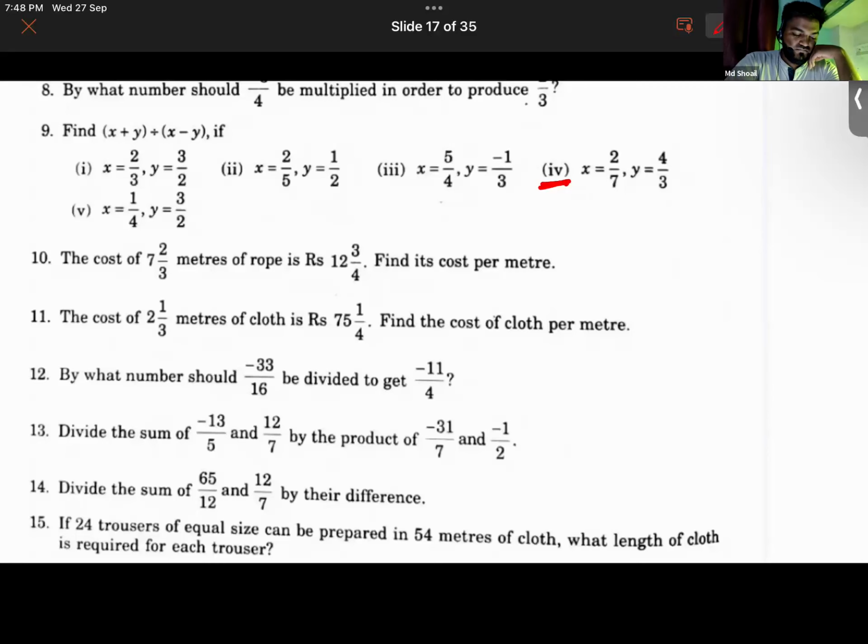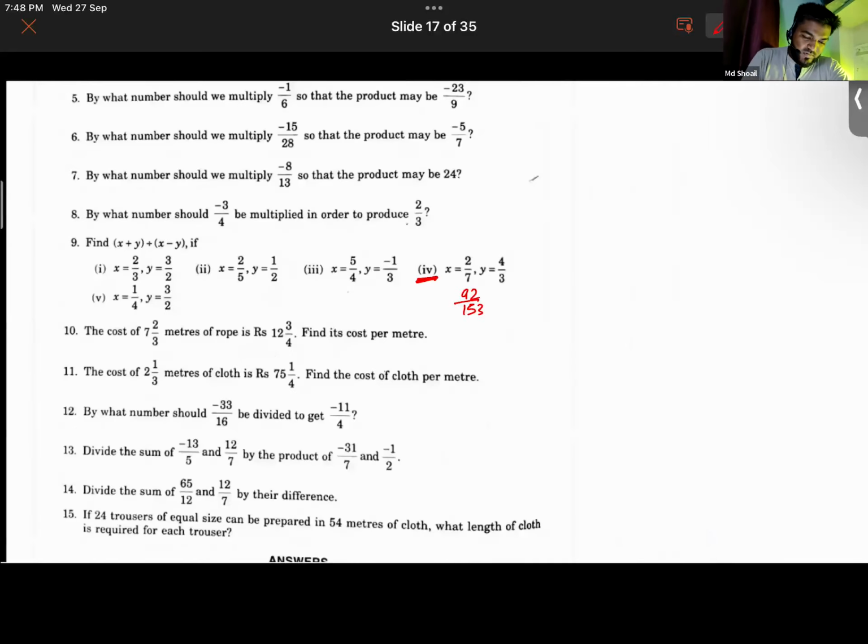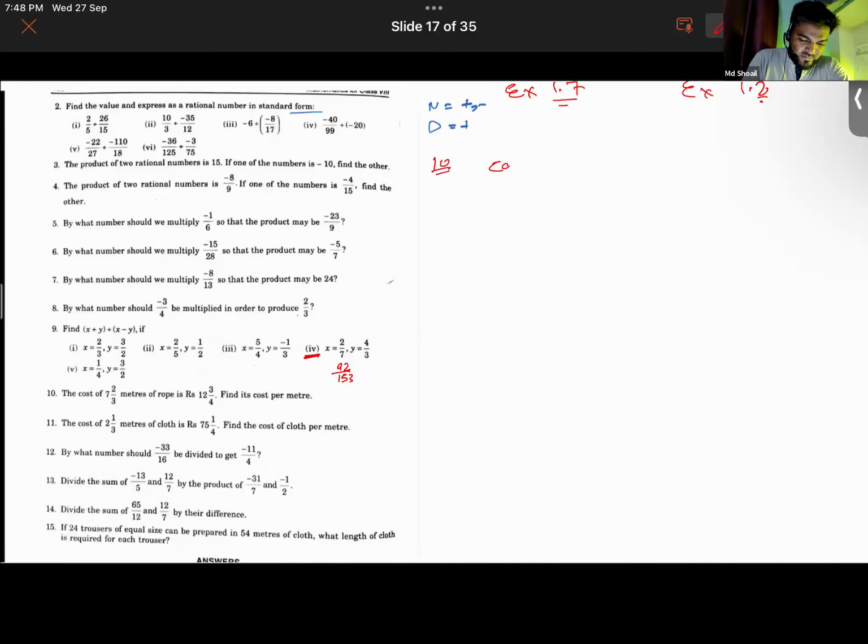I'm getting 92 upon 153. 92 upon 153 for question number 10. Yes, sir. Okay, let's have a look at what the question is saying here. Now, question number 10, in this, the cost of 72 by 3 meter is given as rupees 203 by 4. First thing, you will convert it into a proper fraction here. Right now? Yeah. 23 upon 3 divided by 51 upon 4.